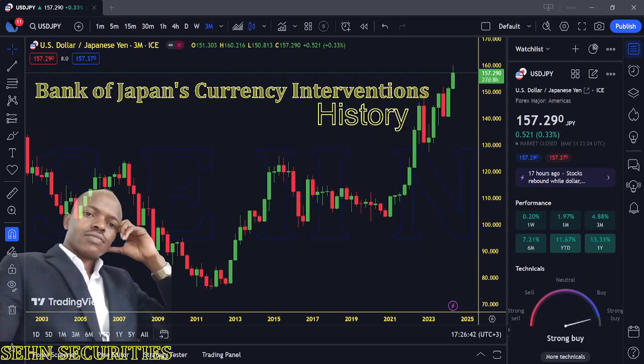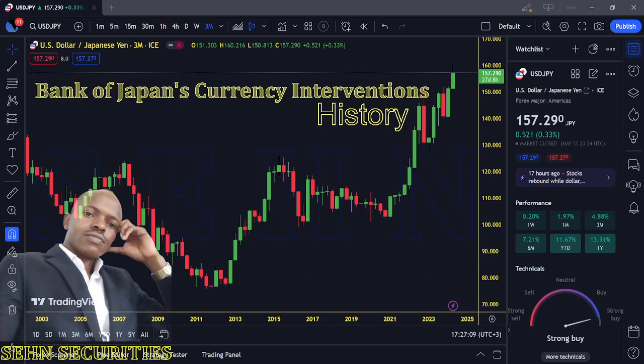Another significant intervention occurred in September 1985, when the Group of Five, G5 nations, including Japan, signed the Plaza Accord. The agreement aimed to depreciate the US dollar, which was considered overvalued. The coordinated intervention successfully weakened the dollar and strengthened the yen, with the yen moving from about 240 to 200 per US dollar following the accord.